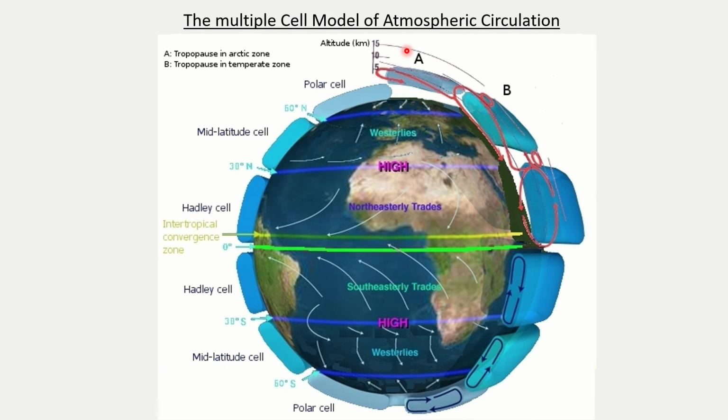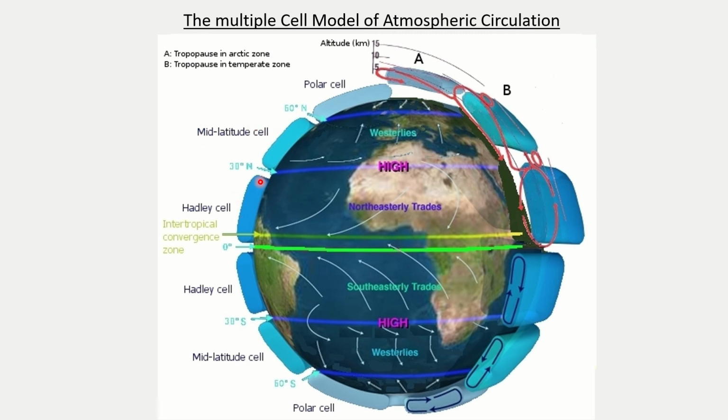Now that we've established those basics, we can look at a more complex diagram, and this one attempts to communicate to you in slightly more graphic detail the three-dimensional nature of the Hadley, ferrel, and polar cell. Don't worry that in this diagram that's called the mid-latitude cell. For our purposes, we'll ignore that and we'll refer to it as the ferrel cell.